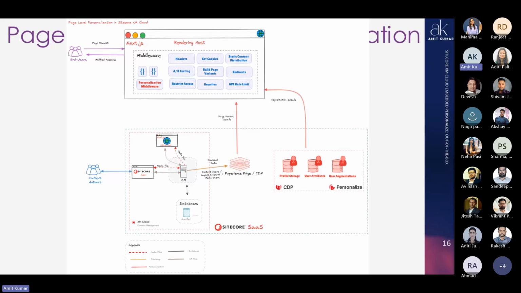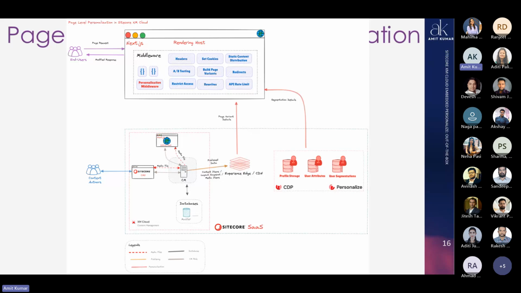Then the personalization middleware will pick up one condition and verify whether it is fulfilled or not. If it is fulfilled, then whatever page variant is attached to that specific condition will be served to you. If one condition fails, it will move to the second condition, then the third condition, based on how many conditions or variants you have configured.